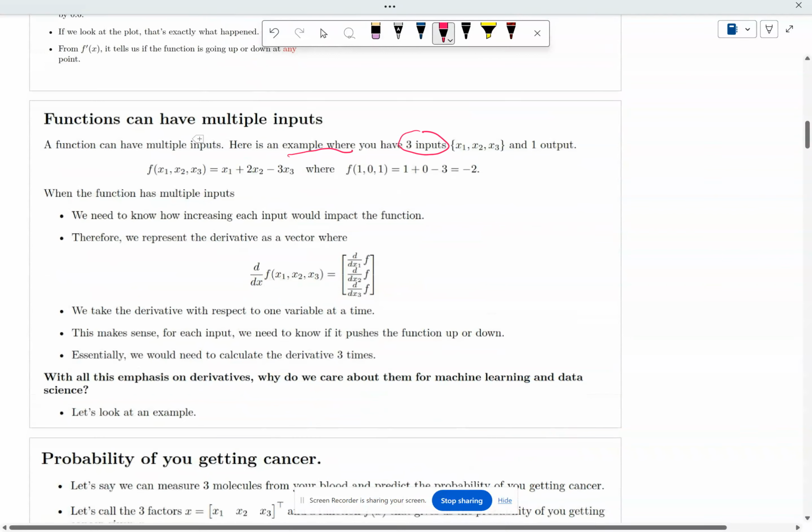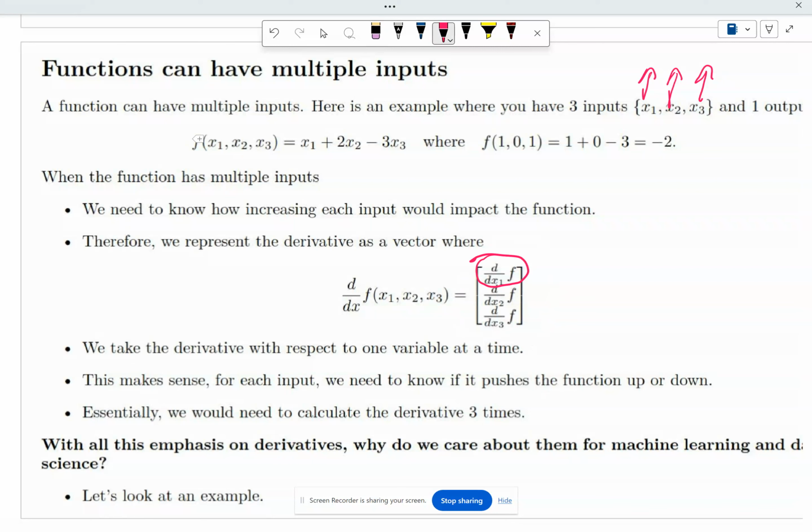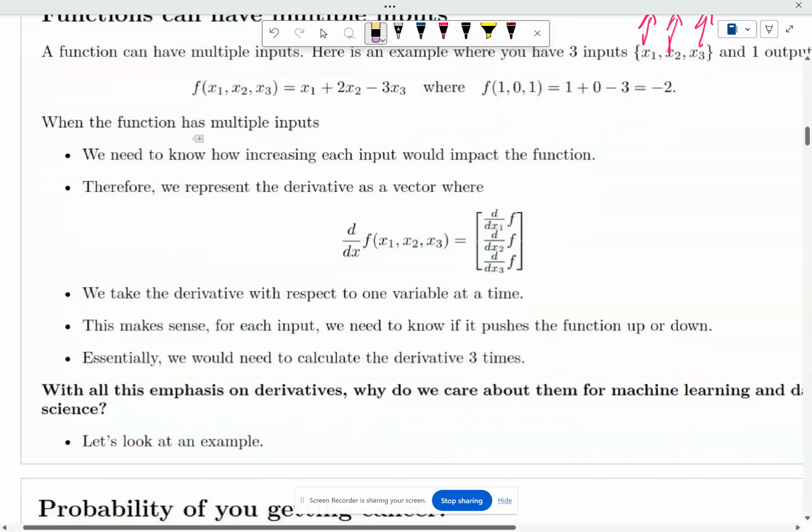You're only looking at x1 as the variable and everything else, x2 and x3, is a constant, because you're holding everything else constant and seeing, for just this one particular input, if you were to increase it, is the function going to go up or down? So we take the derivative with respect to one variable at a time: x1, x2, x3, one variable at a time. This makes a lot of sense, because for each input, we need to know if that particular input is pushing the function up or down at a given point.